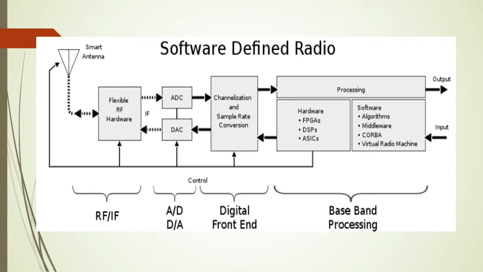Next is the baseband section, which performs operations such as connection setup, equalization, frequency hopping, coding, decoding, and correction, while also implementing the link layer protocol. So these are the features of software defined radio.